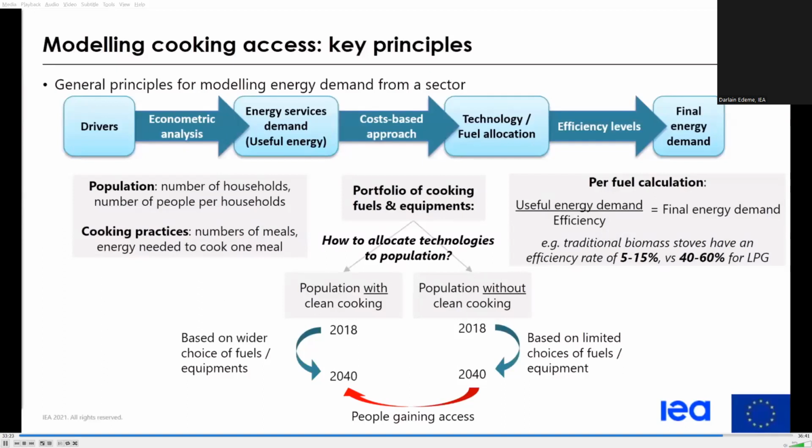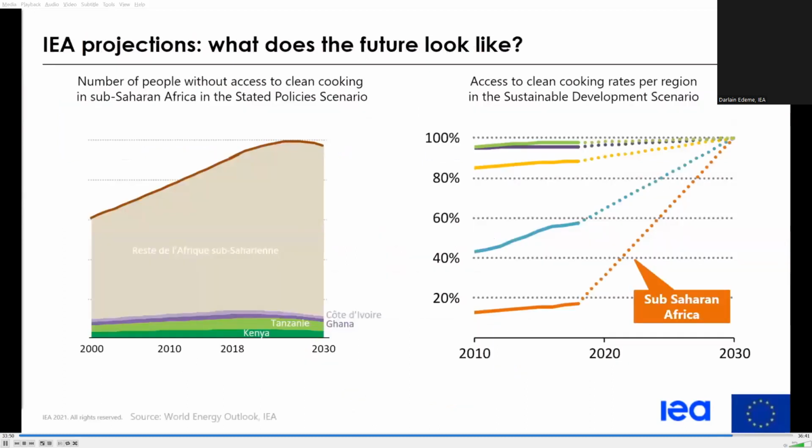We also need to look at how the number of people with and without access may change and what can drive this change. So, with policies and market evolutions based on characteristics of each fuel and equipment, and also how and when they will gain access and shift to cleaner fuels and equipment. With all this information, we can derive the number of people gaining access.